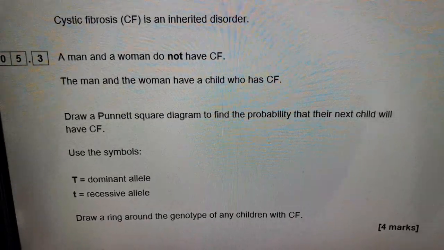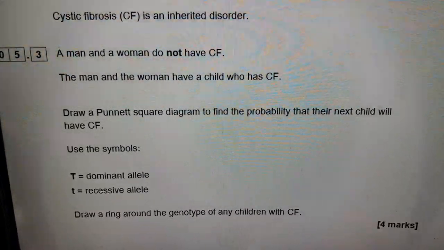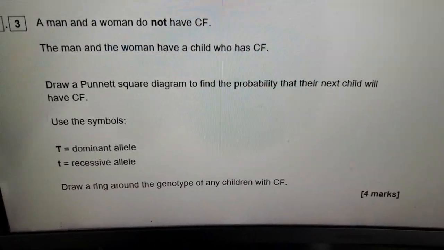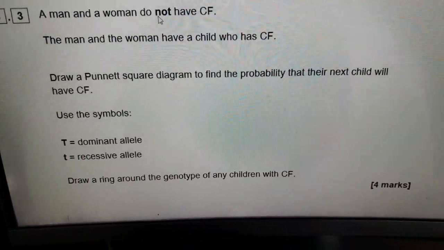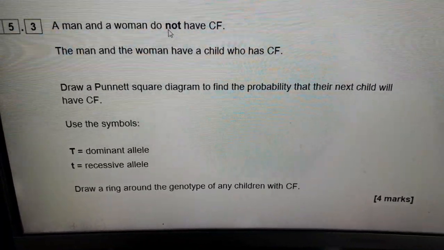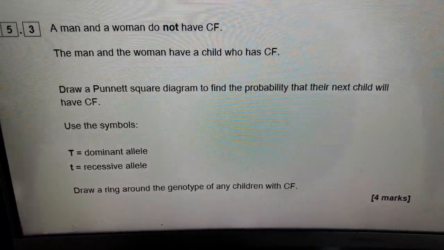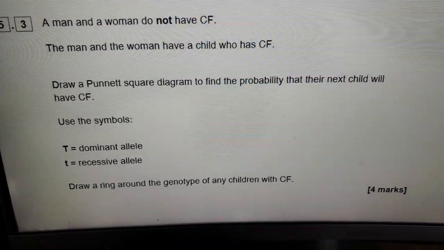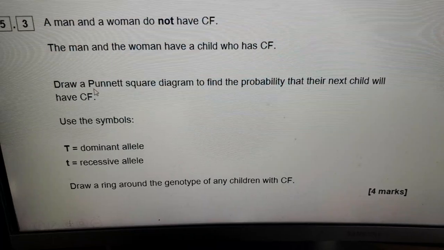So what we're going to do now is look at a cystic fibrosis question. It's question 5-3 if you want to do it on the paper. So here's the question. We've got a man and a woman who do not have cystic fibrosis. Okay, that is bolded, so that means the word 'not' is important information. The man and the woman have a child who has cystic fibrosis. Draw a Punnett square. What a nice, easy question.